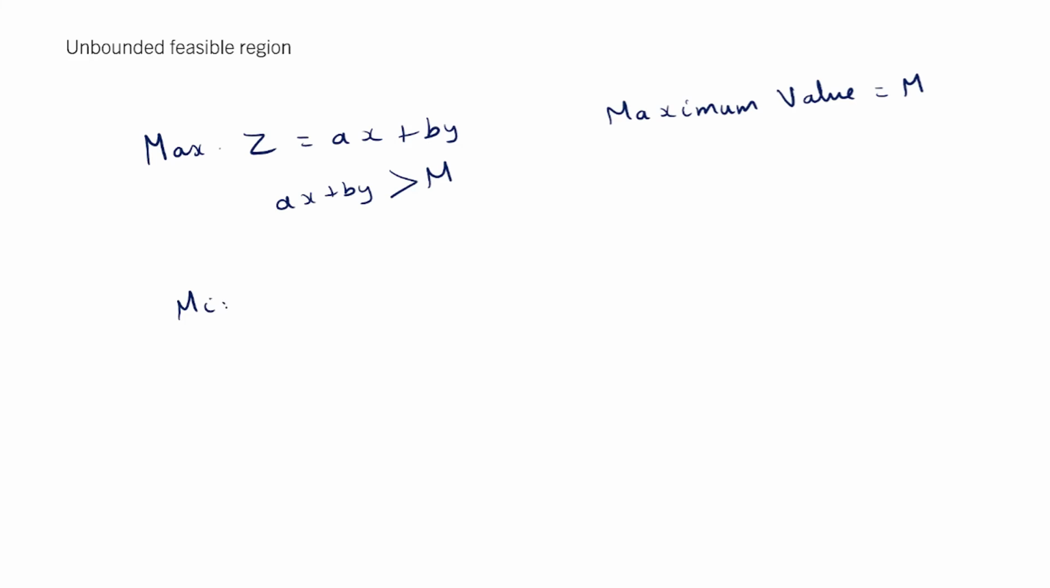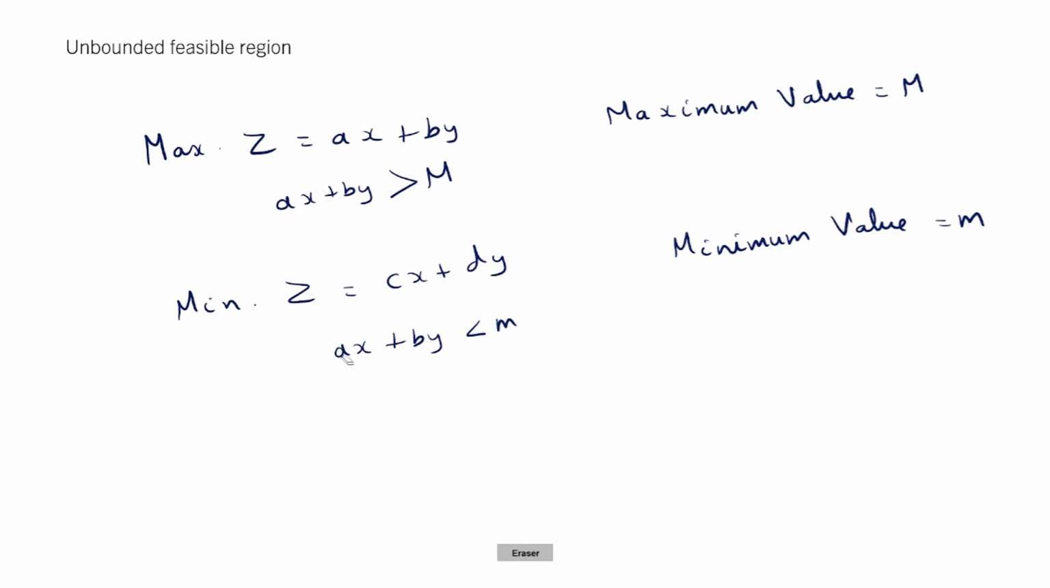On the other hand, if we are having the objective function as minimize z is equal to cx plus dy, and if we get the minimum value of z as, let us say, small m, then in this case we have to find the half plane corresponding to cx plus dy less than m, less than the minimum value. So we have to find the half plane corresponding to this, and we have to check whether this region interferes with the feasible region or not, whether this region crosses the feasible region or not.